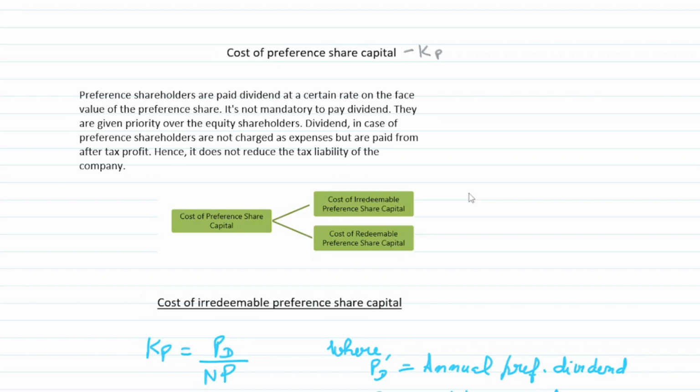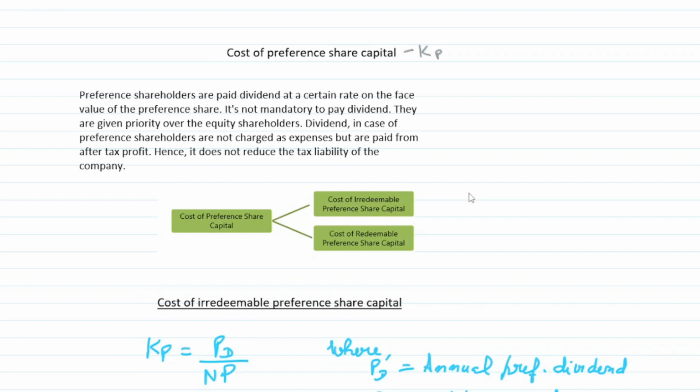Hey CMA buddies, today we are going to continue with the chapter cost of capital, and the topic of our discussion today will be cost of preference share capital. Now preference share capital, or the preference shareholders, are paid dividend at a rate which is mentioned on the face value of the preference share, right?